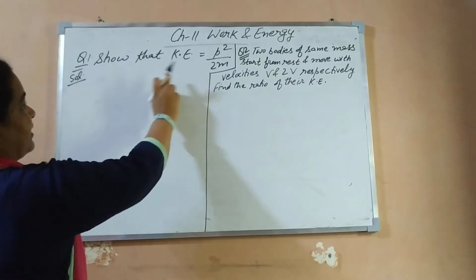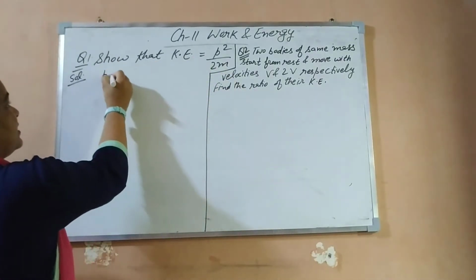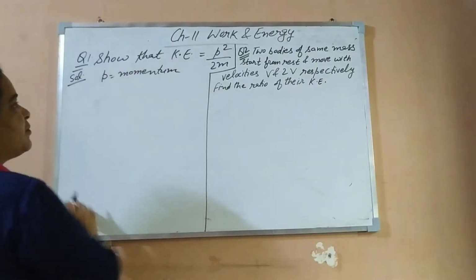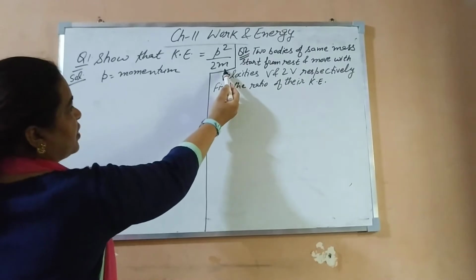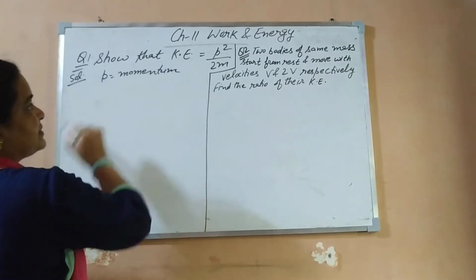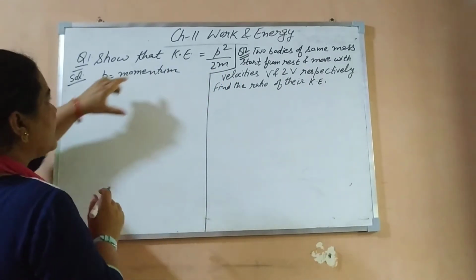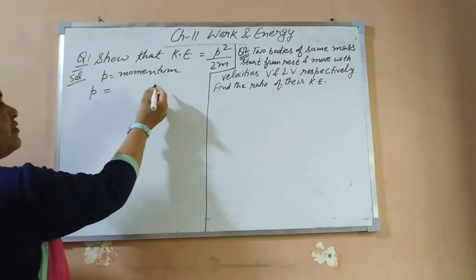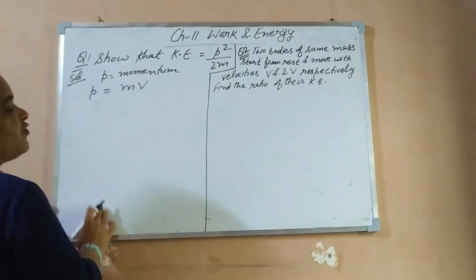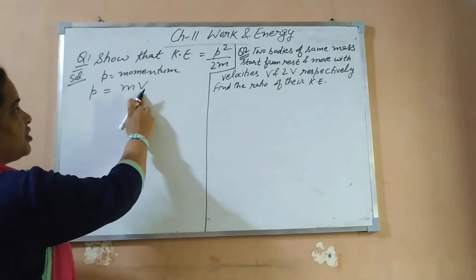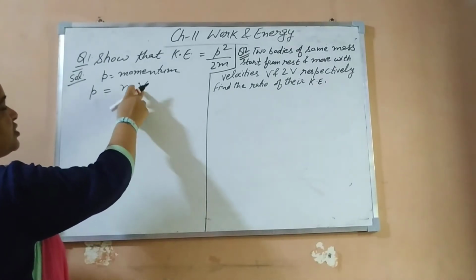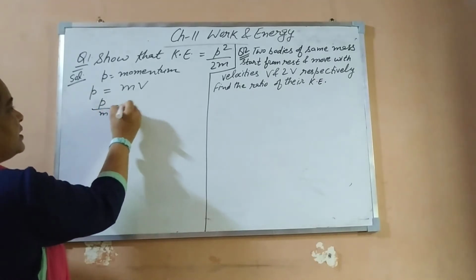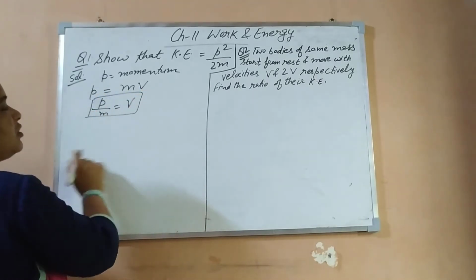What is this kinetic energy? P is linear momentum. m is the mass of the body. K is the kinetic energy of the body. We have to derive the relation between them. So we know that momentum is given by the formula product of mass and velocity. So from here find out the velocity value. What we will get from here, P upon m is v. So we have got the velocity value.